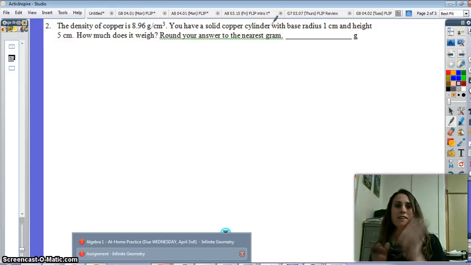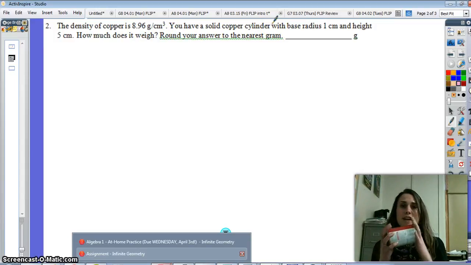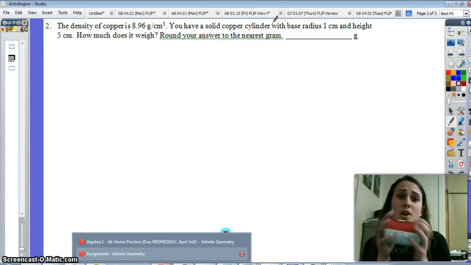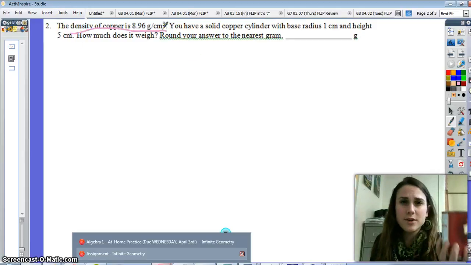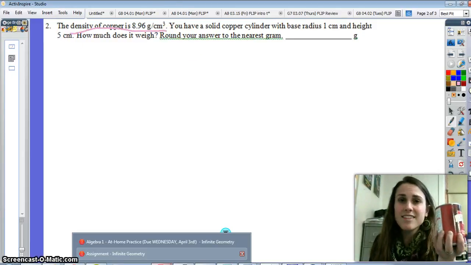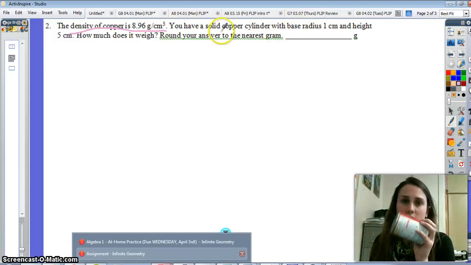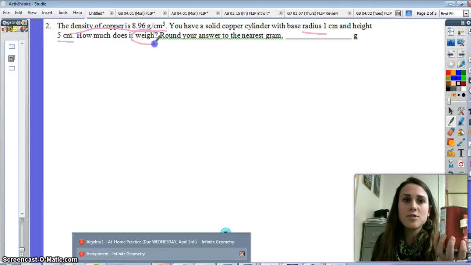Great, so I'm thinking I have a solid copper cylinder. It might look like this can of beans, but imagine that it's all copper, or the material that pennies are made out of. I know the density of the copper, they tell me that. The density of copper is 8.96 grams per centimeter cubed. And I think that I can figure out the volume of the cylinder because they give me the radius and the height. I want to figure out how much it weighs.